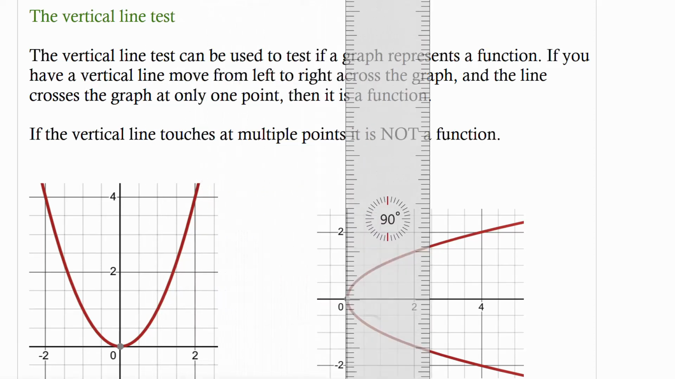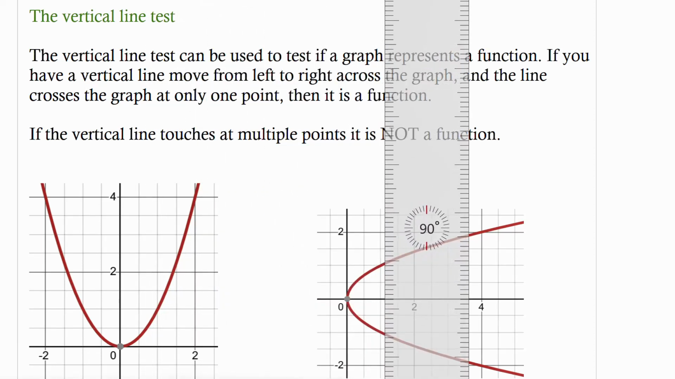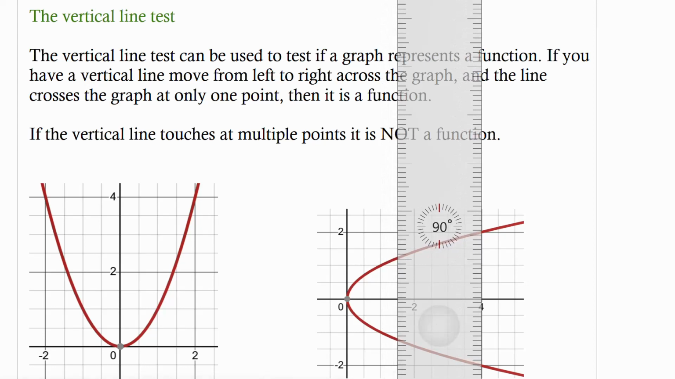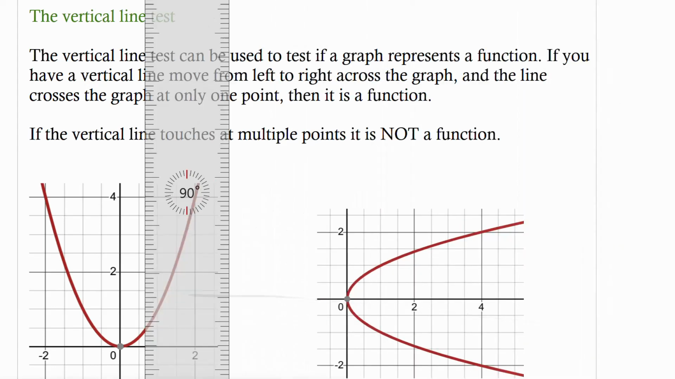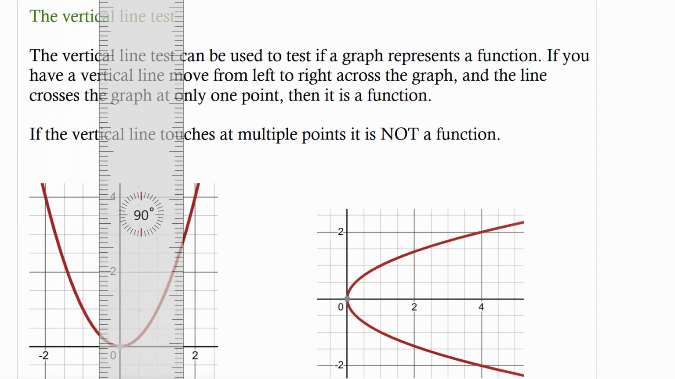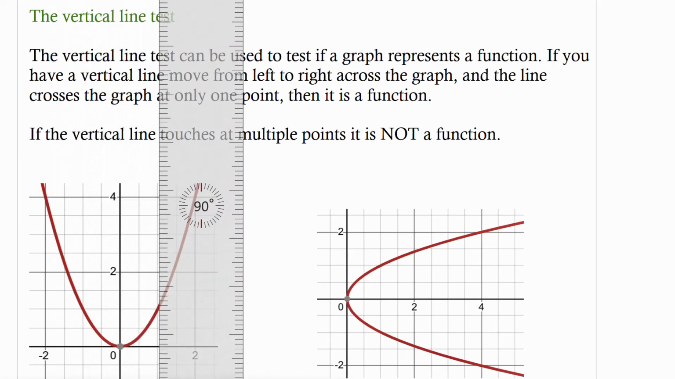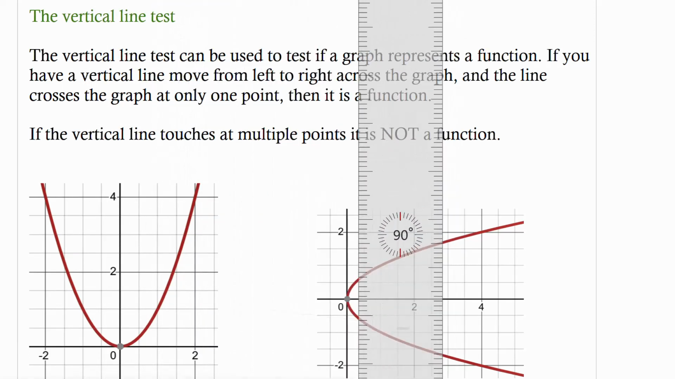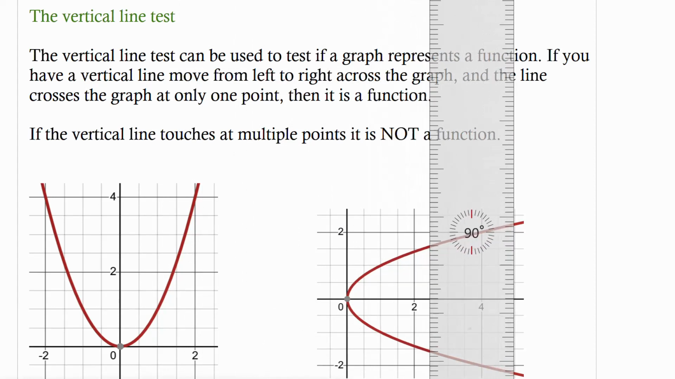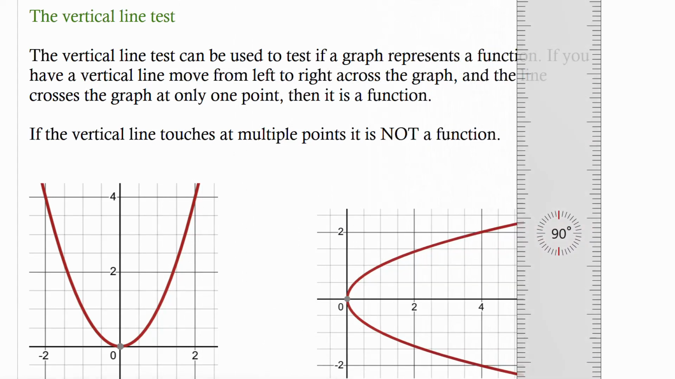If I go over to this one, now the red line is touching the ruler at 2 spots, so it is not a function. Again, if I go over here and go from left to right, the red line's touching the ruler at 1 spot, so it is a function. If I go over here and go from left to right, it's touching at 2 spots, so not a function. So we would say that this is a function, and this is not a function.